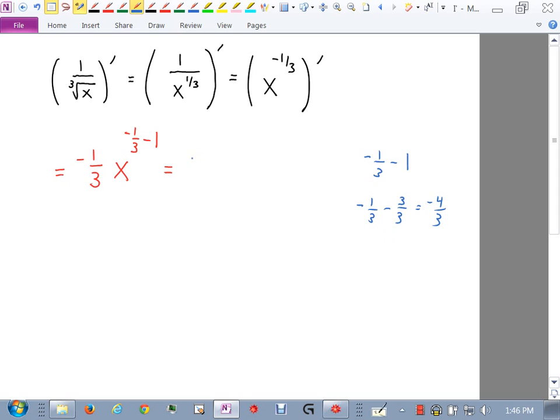So I should have what as my answer? Negative 1/3 x to the negative 4/3. But again, we don't like negative exponents. Even though this is correct, it's not wrong. I could write that as negative 1/3 times 1 over x to the 4/3.